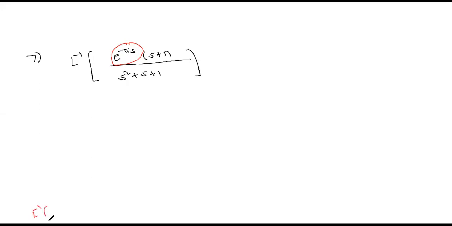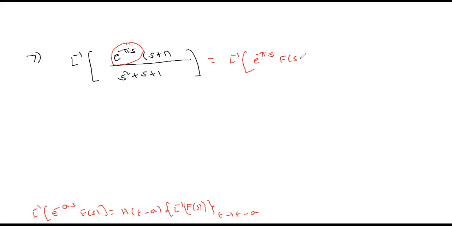L inverse of e power minus as into f of s is equal to h of t minus a into L inverse of f of s, shifting t to t minus a. So this I have to assume as L inverse of e power minus pi s into f of s, right? Yes, sir. And according to the second shifting theorem, what is this answer?